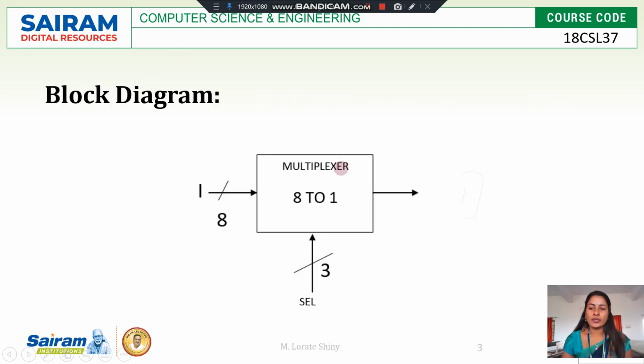This is a block diagram of the multiplexer. In an 8:1 multiplexer, we have 8 data inputs, 3 selection inputs, and 1 output. Here we have 8 data inputs: I0, I1, I2, I3, I4, I5, I6 and I7. I0 to I7 are the 8 inputs of the multiplexer. Then 3 selection inputs, S0, S1, S2, and we have only one output.